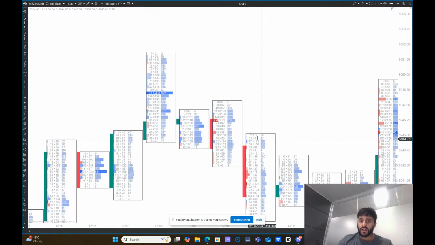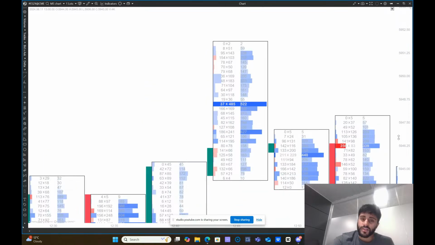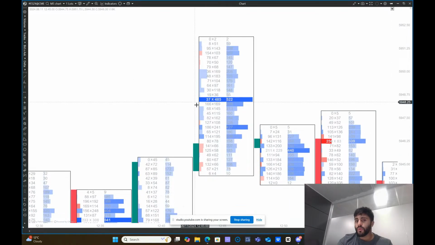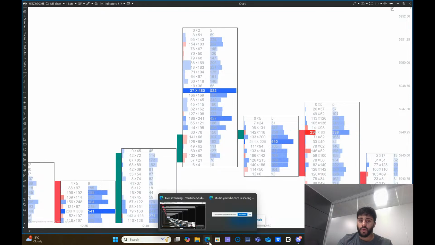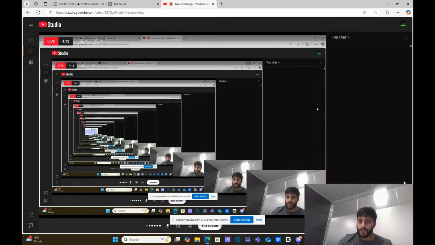Behind every wick, there are buyers and sellers. Your job is to understand who is aggressive and who is passive. Being aggressive in the markets will allow you to see who's being absorbed, who's being passive, right? So 37 for 485. Now, what does this mean? What do we take from this as a trader?